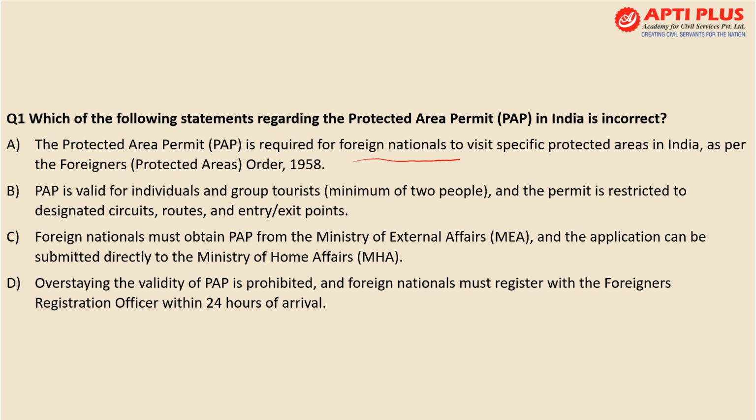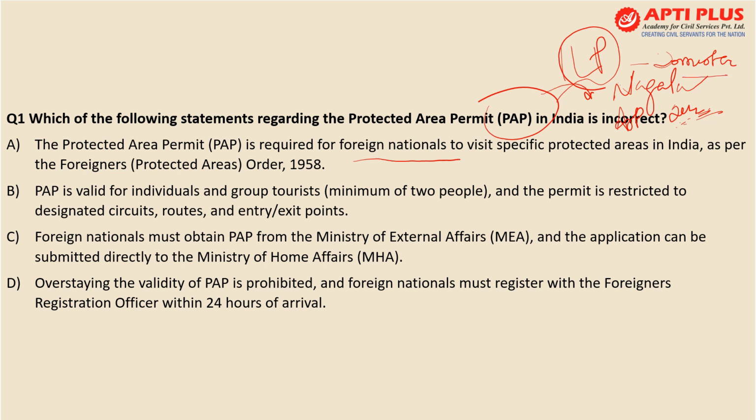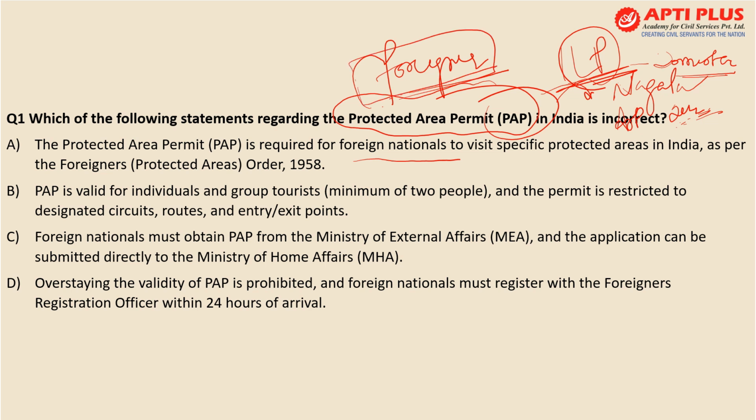So what is a protected area permit? The first thing we usually hear is that when we are visiting Nagaland, or visiting some districts of Arunachal Pradesh or Sikkim, then we have to take some inner line permit. Some permit is required for outsiders who are Indian citizens residing in India. But another system here is the protected area permit, which is required for foreigners. For Indian citizens, we require an inner line permit. For foreigners, we require a protected area permit.